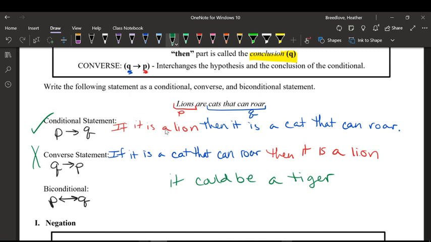So then I can't write a biconditional, so I'm going to write NA, that means not applicable. I can't do it because the converse was false. So converse was false. You can only write a biconditional if both the conditional and the converse are true. So again, that was a review of what we did over the last 2 days.